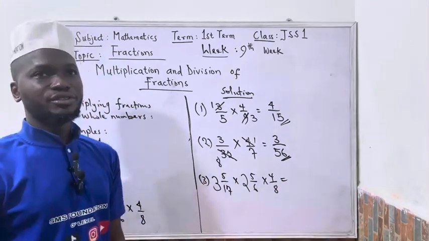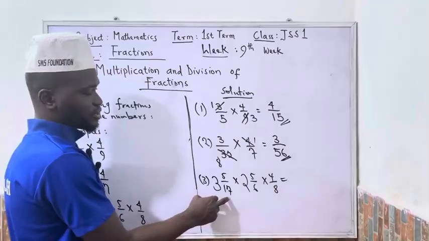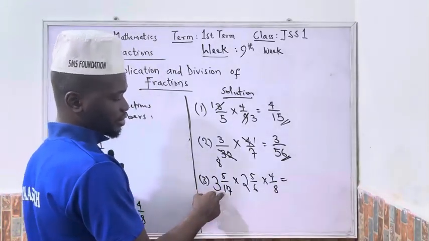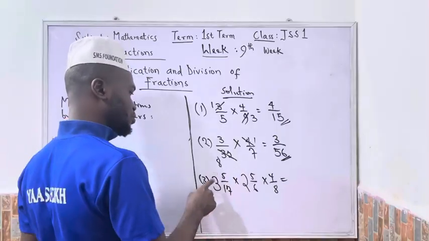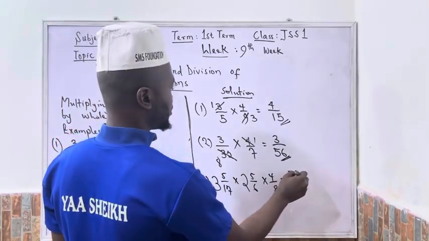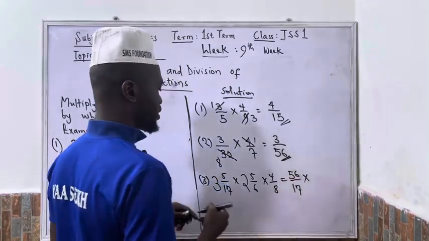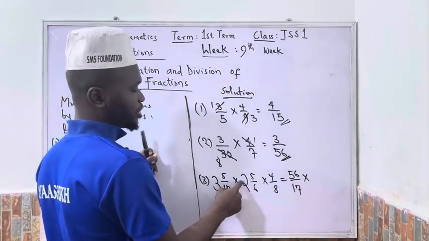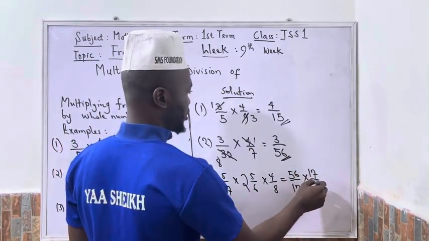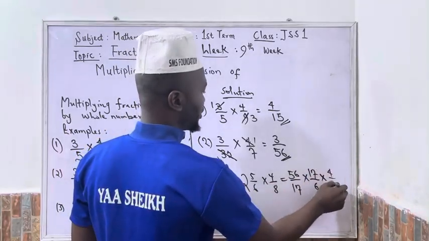Okay, 17 times 3. What does that give me? 3 times 7, that is 21. 3 times 1, 3. Okay, that will give me 51. 51 plus 5, that will give me 56. So I will have 56 over 17. Then I will still multiply by, change this one also, 6 times 2, 12 plus 5, that is 17 over 6. Multiply by, here we have 4 over 8.